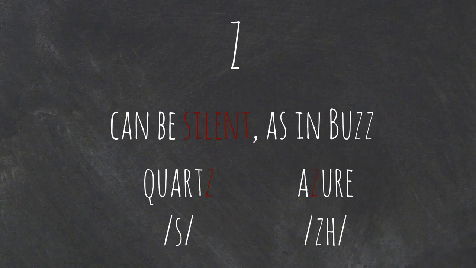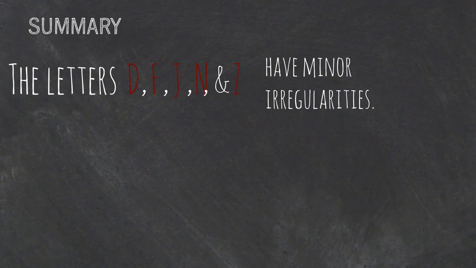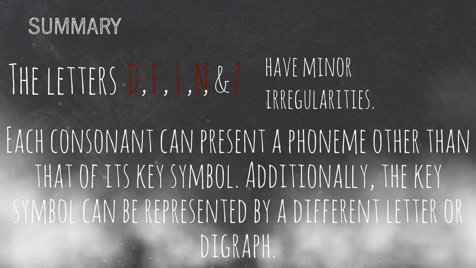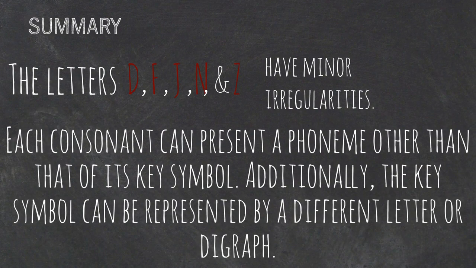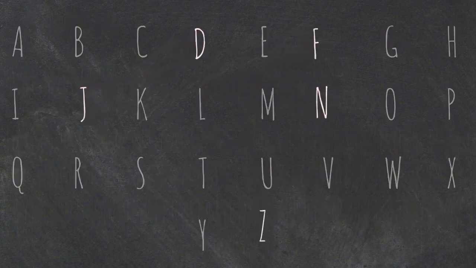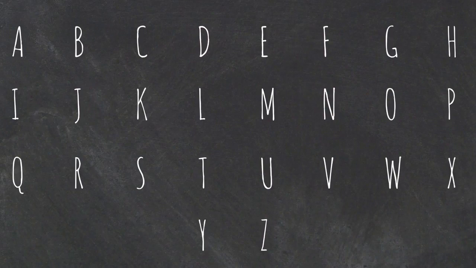So, let's move on to our summary. The letters D, F, J, N, and Z each have minor irregularities to them. Each consonant can represent a phoneme other than that of its key symbol. Additionally, the key symbol can be represented by a different letter or digraph. So, that concludes our single consonants with minor irregularities.